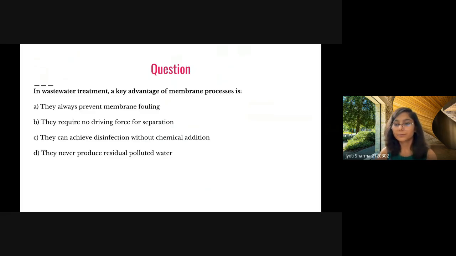What do you think? What is the key advantage of membrane processes?